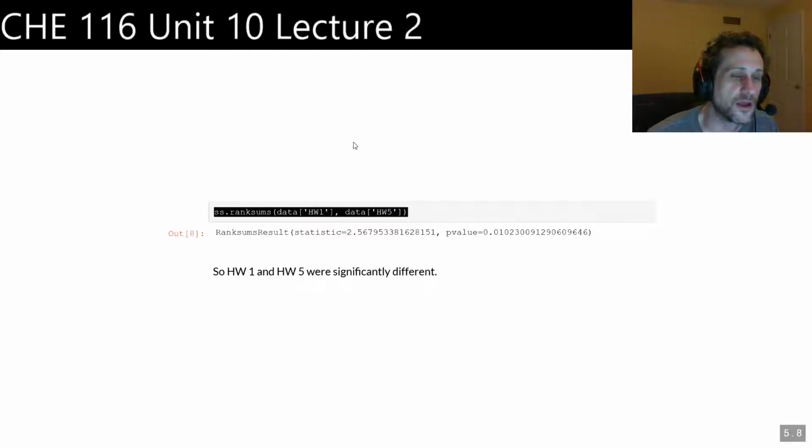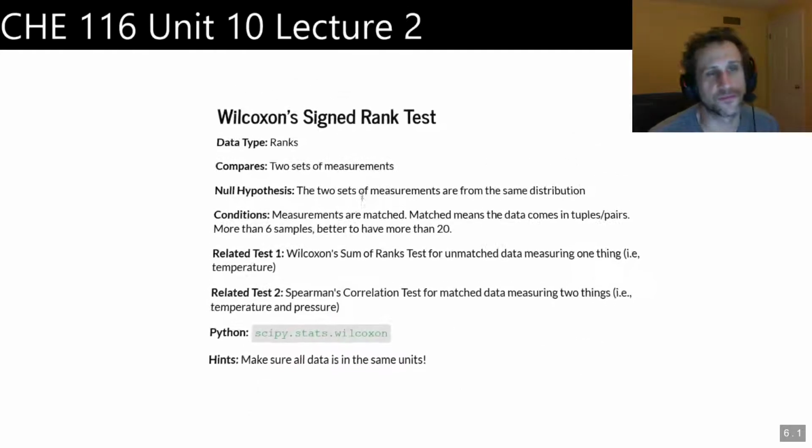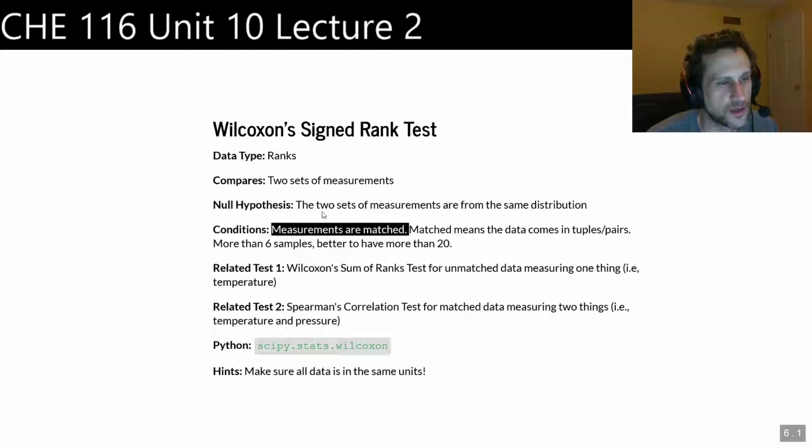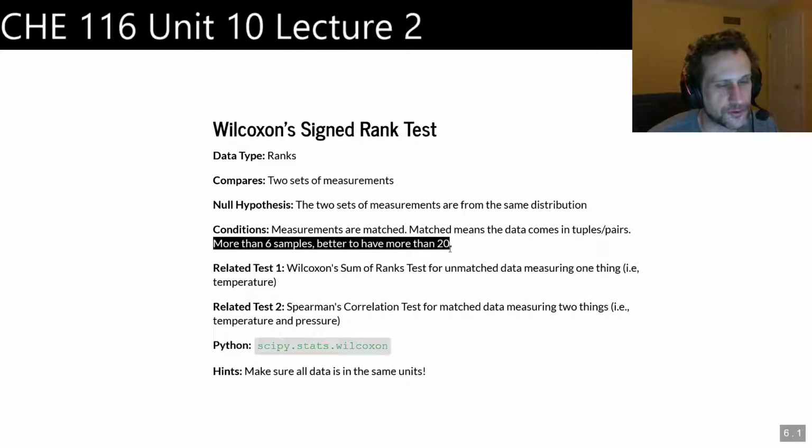If they have to be the same size, then maybe you're looking at data that calls for the signed rank test. So let's talk about the signed rank test. This is for two sets of measurements, but the measurements are paired or matched. And for this one you want to have more samples than for the parametric test. That's all this comment is here.